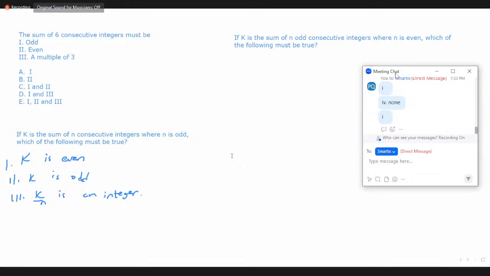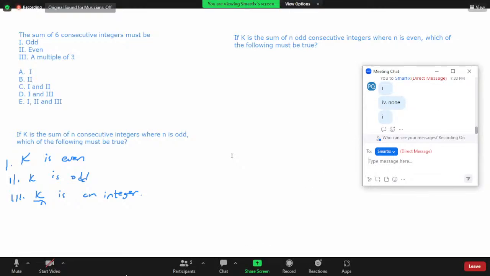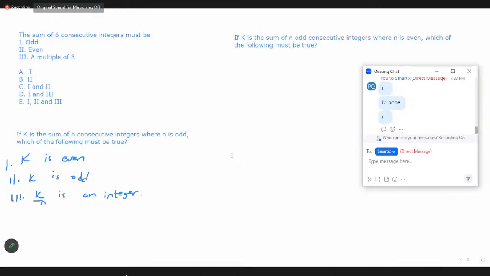Was that too fast? Okay. Relax. Take a deep breath.